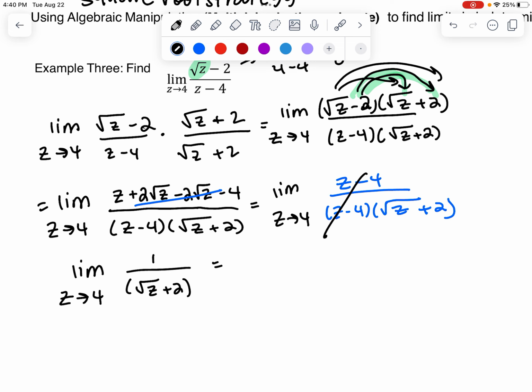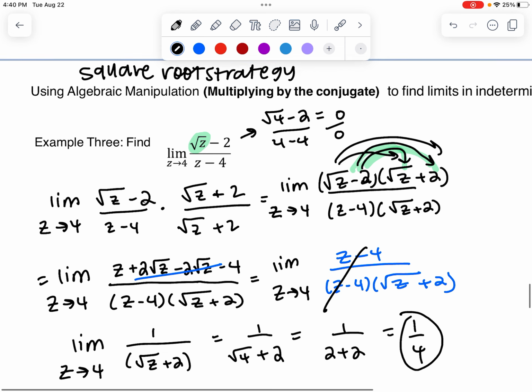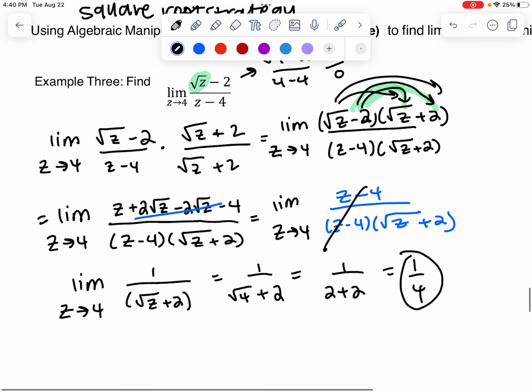That's gone now. So now I just have to plug in 4 for z, and I'll get 1 divided by the square root of 4 plus 2. The square root of 4 is 2. And this will give you 1/4. And that is how you do one with square roots, multiplied by the conjugate.